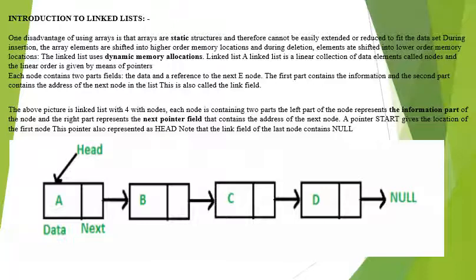During the insertion of data elements, array elements are shifted into higher order memory locations. During deletion, the elements are shifted into lower order memory locations. In this session, we will study another data type called linked list. With a linked list, the limitations of the array can be overcome, and the functionality that we cannot perform in the array, we can do with the help of a linked list.